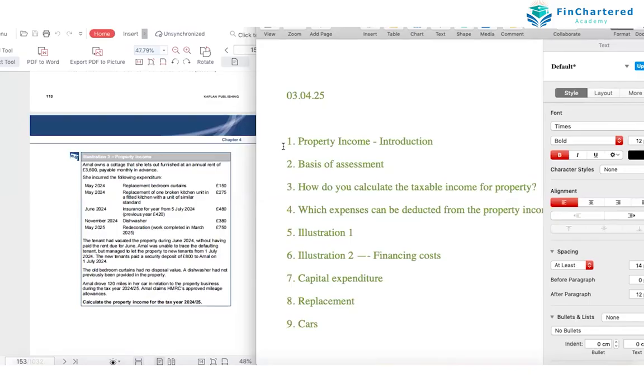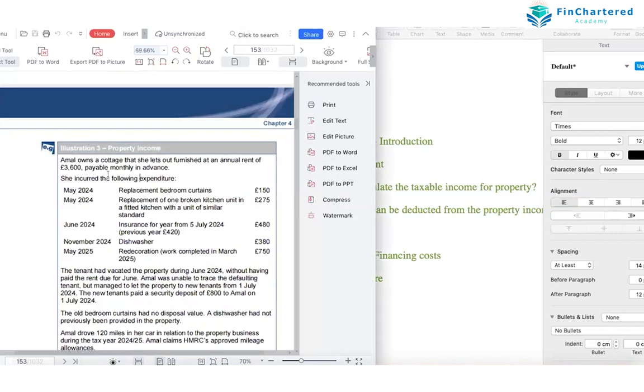Okay. Now let's look at illustration 3. We're going to see Amal. Amal owns a cottage that she lets out furnished at an annual rent of 3,600, payable monthly in advance. So her revenue is 3,600. But the problem is the tenant had vacated the property during June 2024 without having paid the rent due for June.